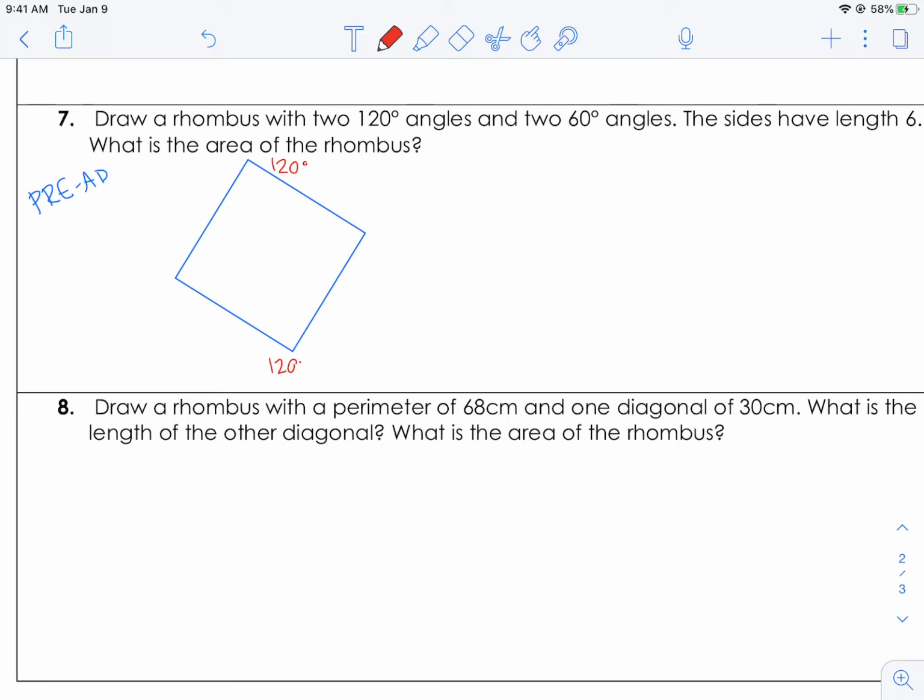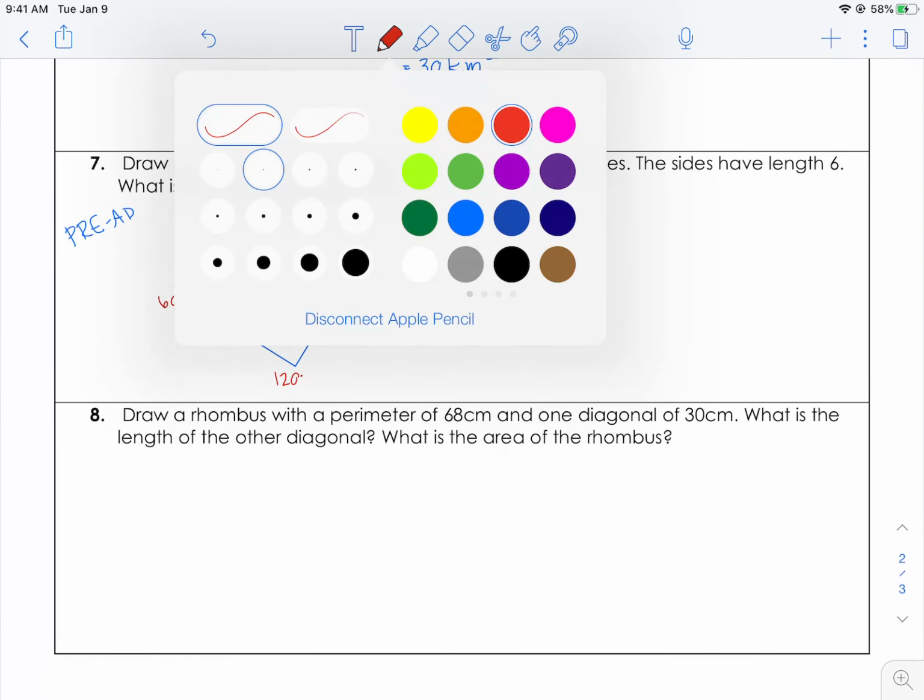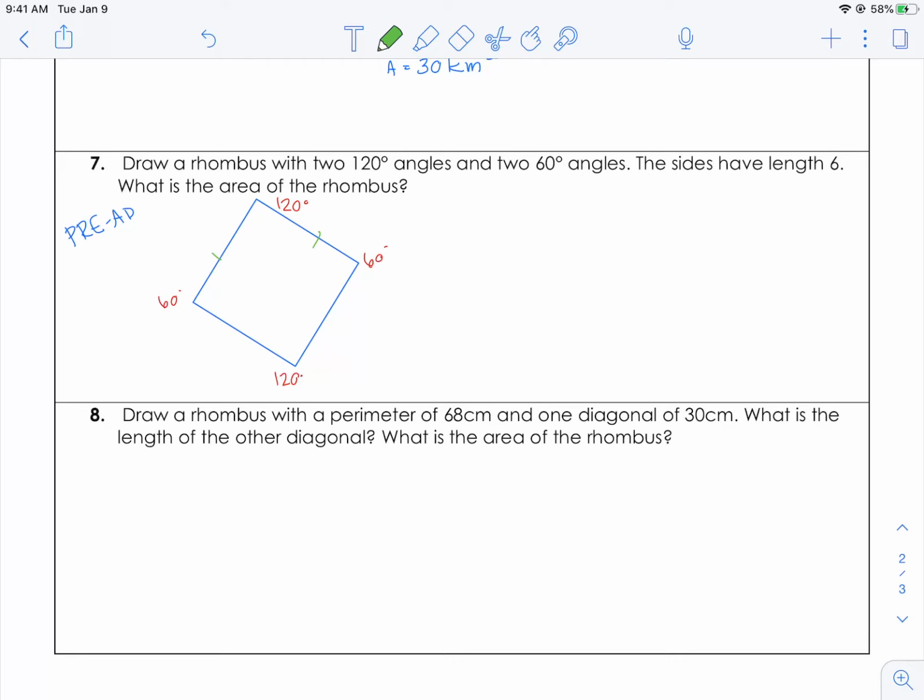This one is 120, this one is 60, and then this one is 60. The sides have a length of 6, so obviously in a rhombus all the sides are equal and they all have a length of 6.